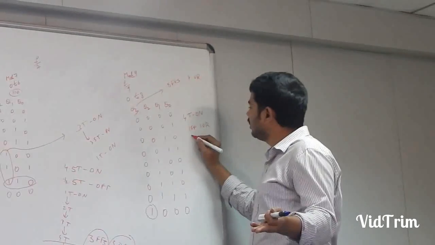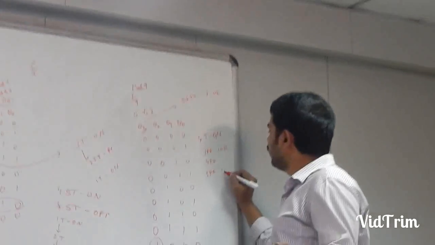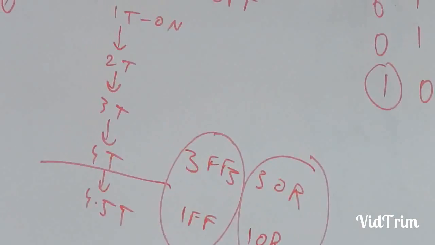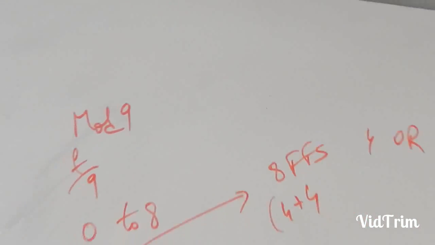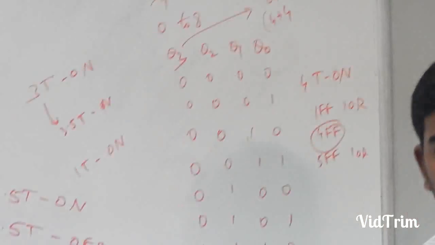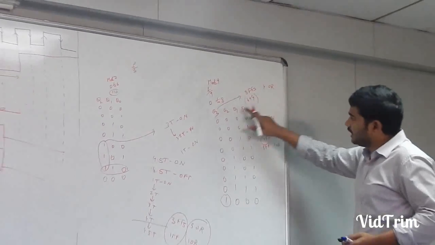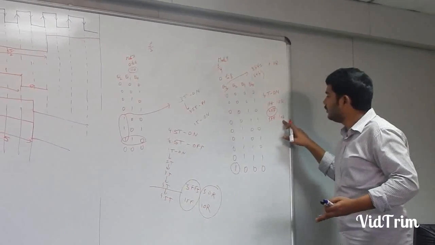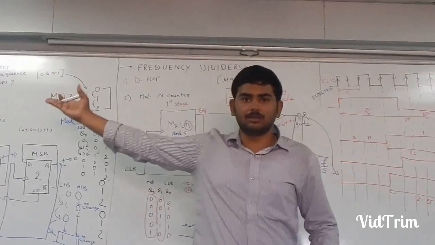So altogether 5 flip flops and 1 OR gate. These 4 are for the mod 9 counter. In the Q3 case, 4 flops for the mod 9 counter and 4 flops to convert 1t to 4.5t. So I require 8 flip flops and 4 OR gates by taking Q3, but by taking Q2 I need only 5 flops and 1 OR gate. So, hardware optimization.